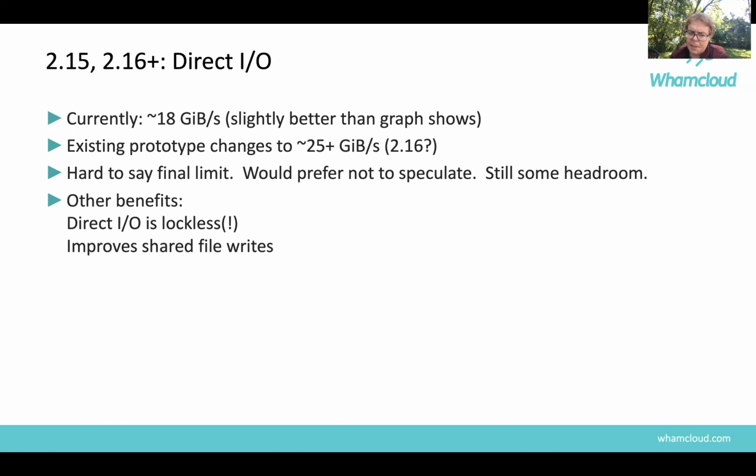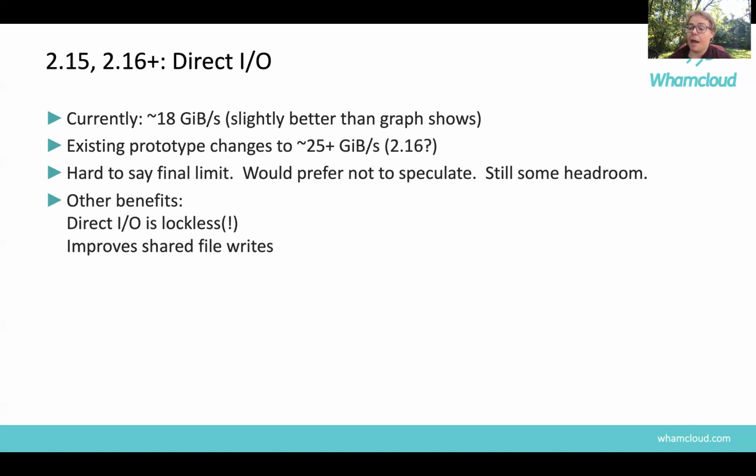There is still some headroom, but it's getting to be significant work to make progress on improving specifically direct IO. But just to pause for a moment, one other thing about direct IO is it's lockless. That means there's no LDLM locking. I don't have time in this presentation to get into all the detailed meaning of that, but in practice, a lot of the shared file issues, particularly around writing, just disappear.